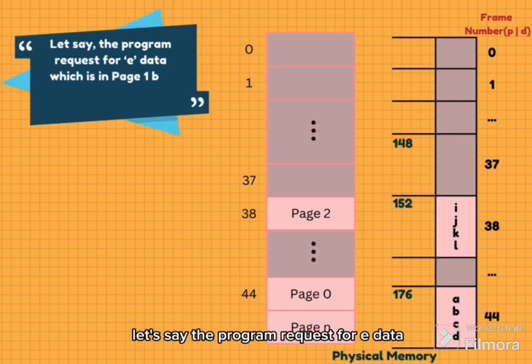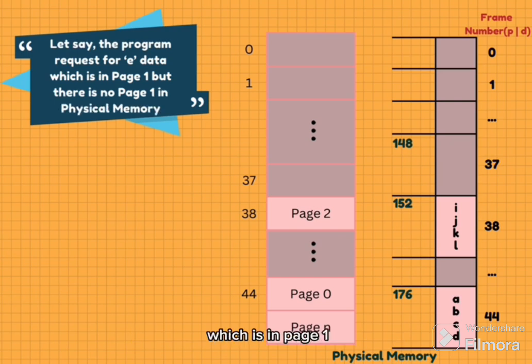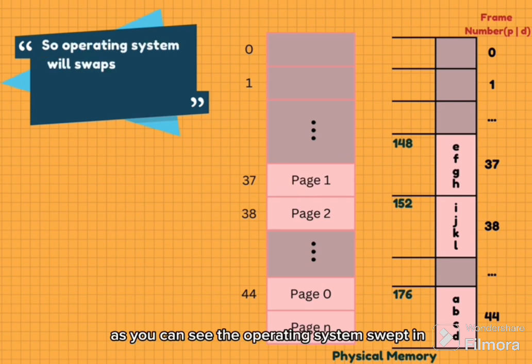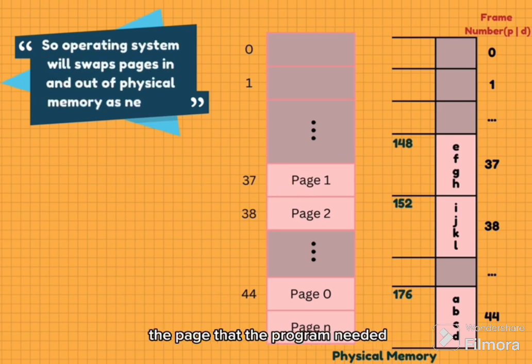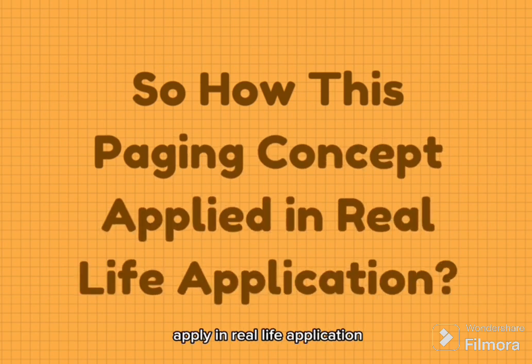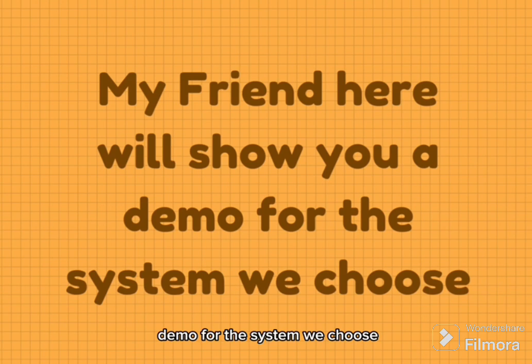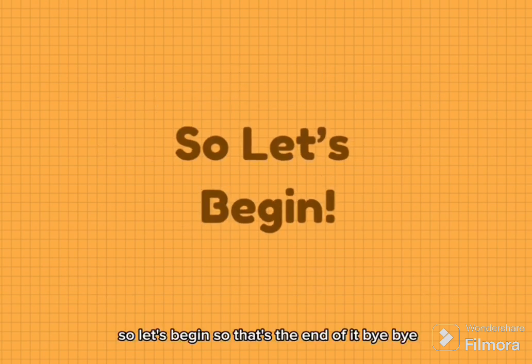Let's say the program requests data which is in page 1, but there is no page 1 in physical memory. As you can see, the operating system swapped in the page that the program needed. So how is this paging concept applied in a real-life application? My friend here will show you a demo for the system we chose. So let's begin.